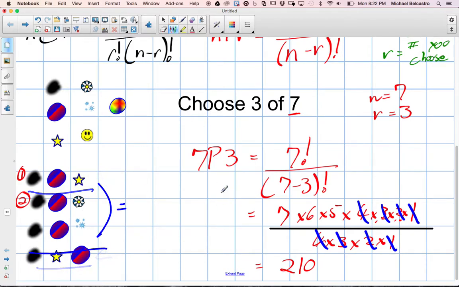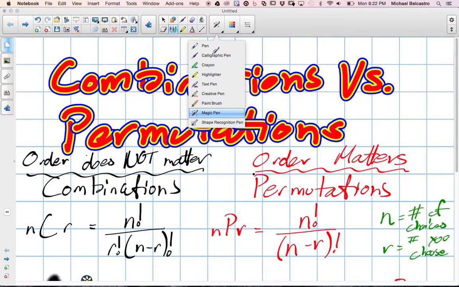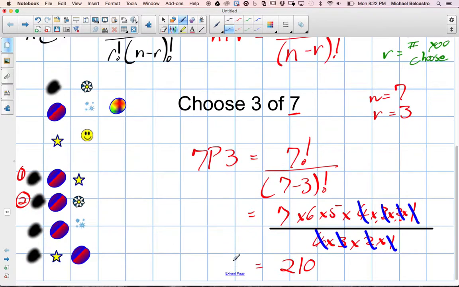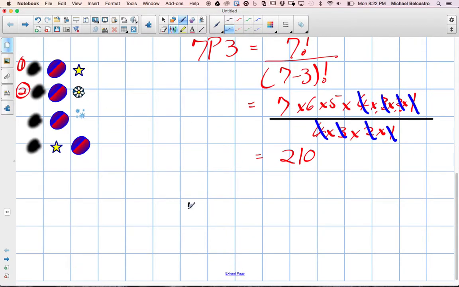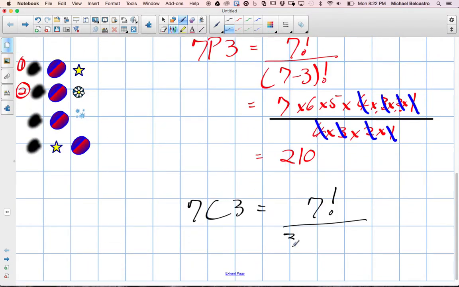Okay, so that's why our answers are going to be very, very different. So let's now do the exact same idea with a combination formula. Our n and r is still the same. Let's go down, and this time we get 7 choose 3. We get 7 factorial over r factorial, r is our 3, multiplied by n minus r. So that's 7 minus 3 factorial again.